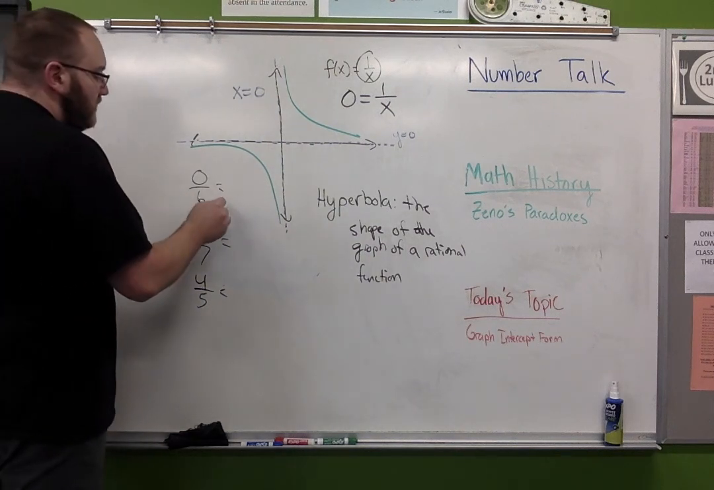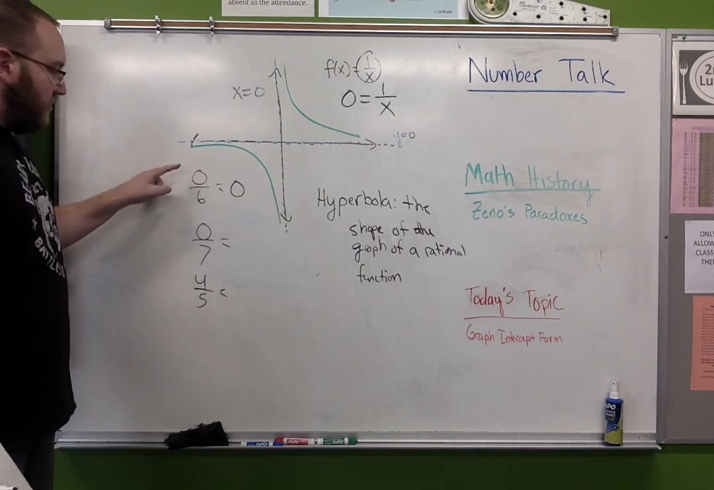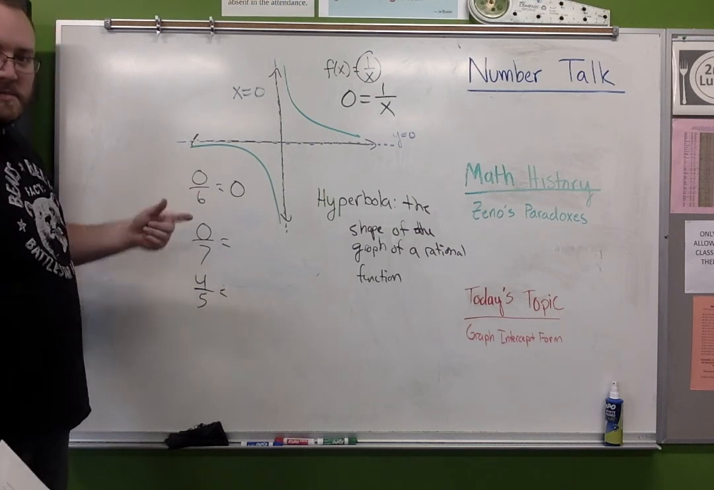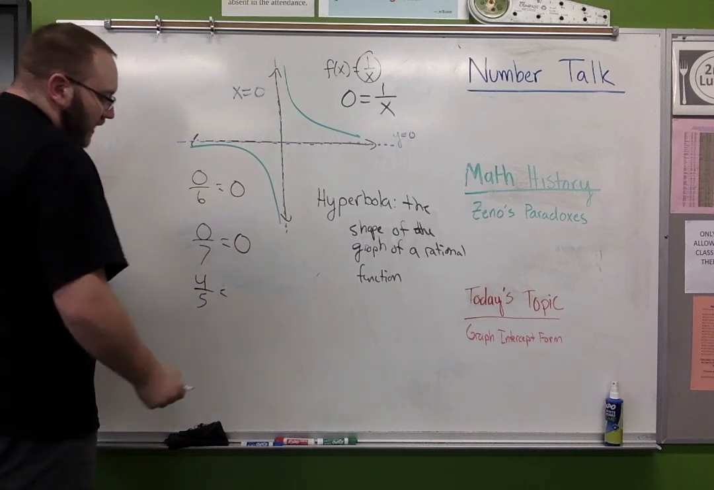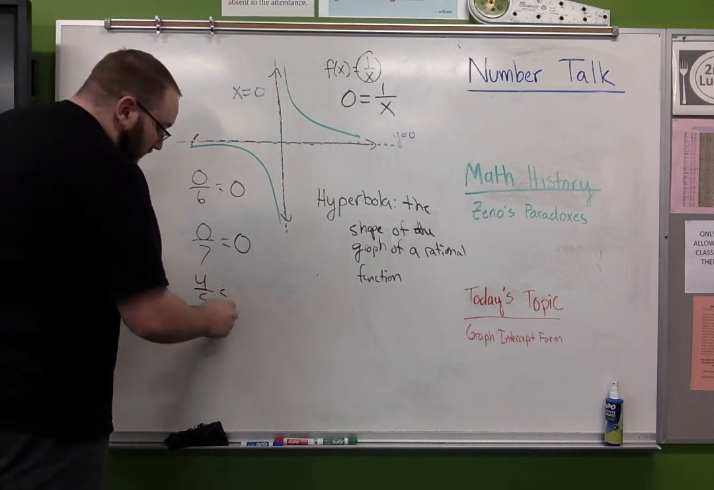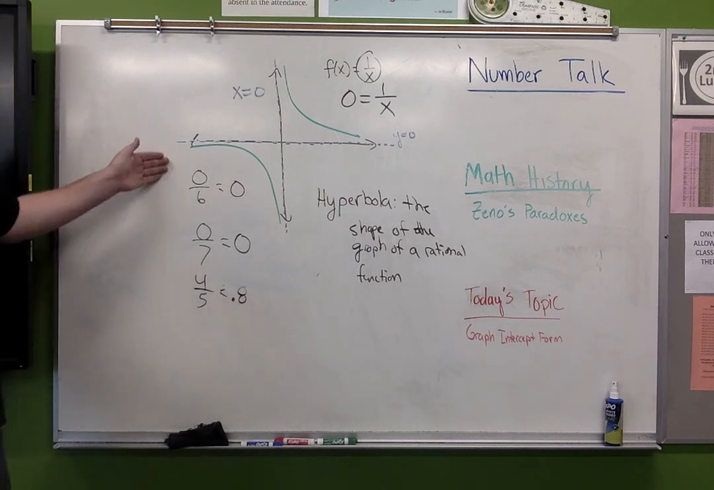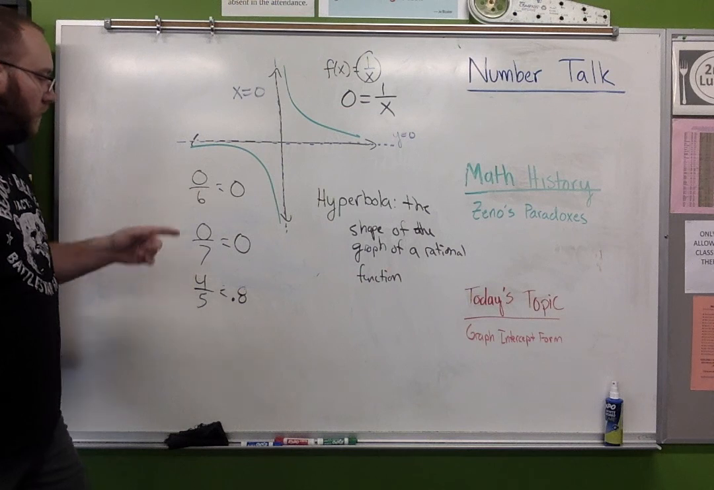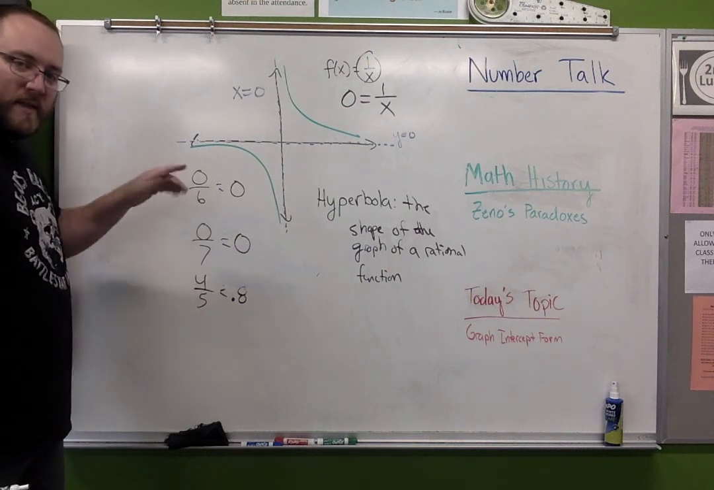0 divided by 6, 0. If I have $0 and I distribute my $0 among 6 friends, how much money do they each get? 0. 0 divided by 7 is 0. 4 divided by 5 is 4/5. If you want a decimal, 0.8. So notice the pattern here. The only way to get 0 when you divide is for the numerator to equal 0. That is the only way.